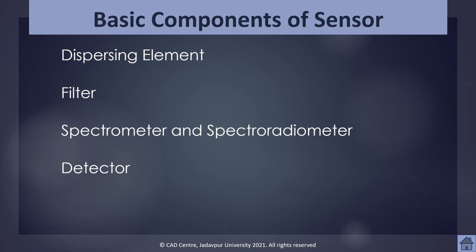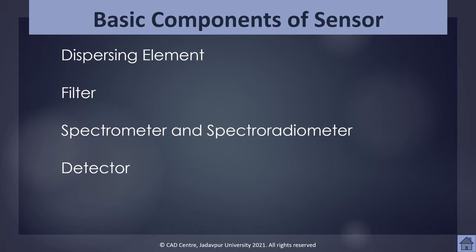Now, what are the basic components in a sensor? In a sensor, we have several components. First, for example, is the dispersing element. What is a dispersing element? A dispersing element basically disperses the light or splits the light based on their wavelengths. A very common dispersing element is the prism. We all know that a prism can split white light based on wavelengths. But in sensors we do not use the prism; rather, a different instrument is used, called a diffraction grating. This diffraction grating is a dispersing element.